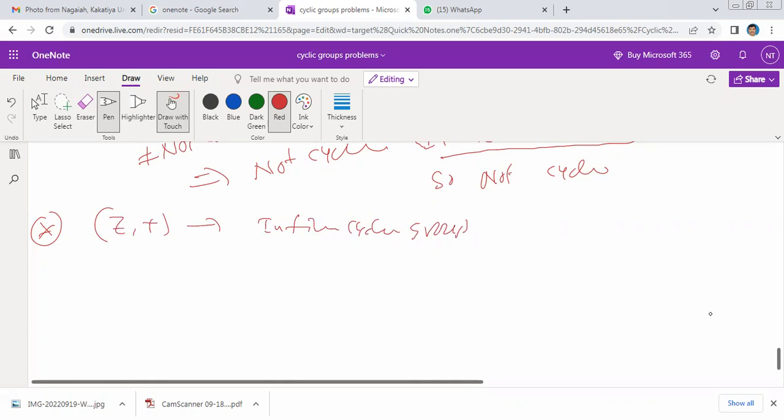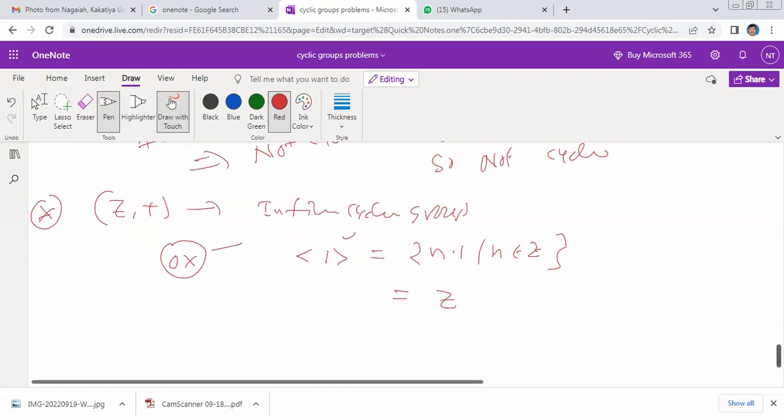Infinite. What are the generators here? 0 is not a generator. It is the identity element, not a generator. Is 1 a generator? Yes, generated by n times 1 such that n belongs to Z. Yes, it generates the entire Z. Therefore, 1 is the generator. Is there any other generator?